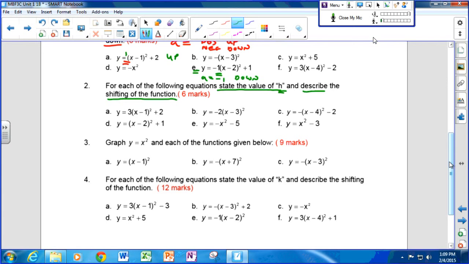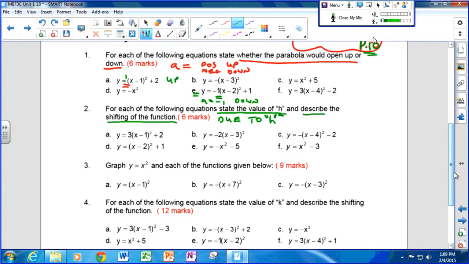Now, in this case, unfortunately, the instructions aren't all that clear, because they want to know h, but then they don't say the shifting of the function due to h. I'm going to write that in, due to h. Because otherwise you might think that you're going to describe what k does and everything, which is a question like that a little later on. So the instructions could have been a little clearer for us.